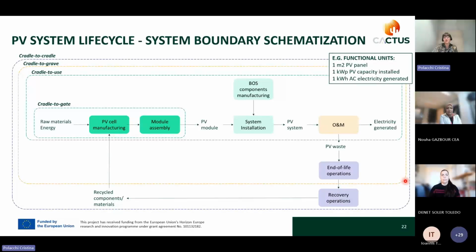And as well, we can use different functional units, depending on the scope of our analysis, like 1 square meter of PV panel, installed capacity, or AC electricity generated, just to give examples. What is really important is not so much which functional unit we use, but to clearly declare the assumptions behind the study in order to make it comparable with other studies.